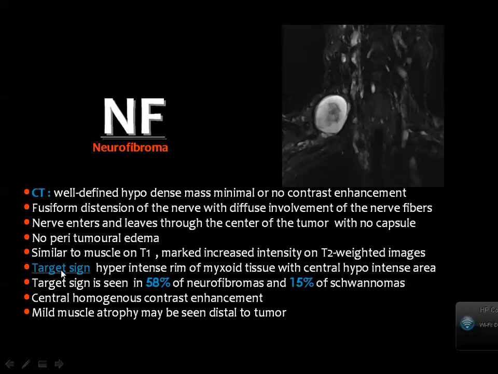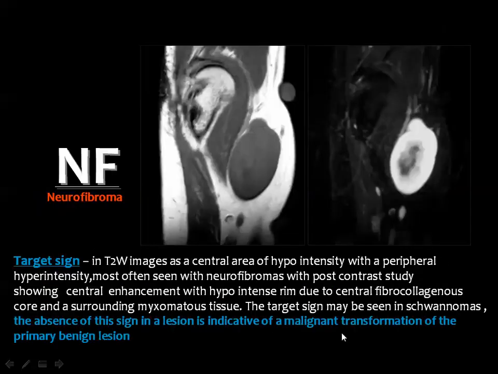The target sign is where you can see the nerve is going inside the tumor and coming outside the tumor. The target sign is common in neurofibroma and less common in schwannoma because schwannoma is an eccentric lesion, but the neurofibroma is centered to the course of the nerve. Then the lesion will show homogeneous contrast enhancement, and the affection of the nerve may lead to muscle atrophy of the muscles supplied by the affected nerve.